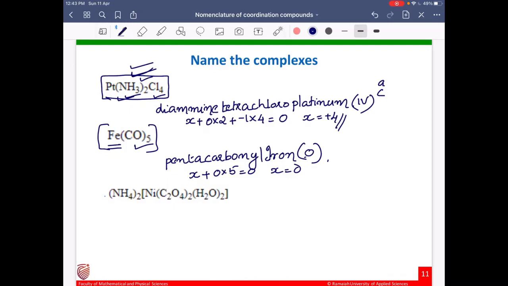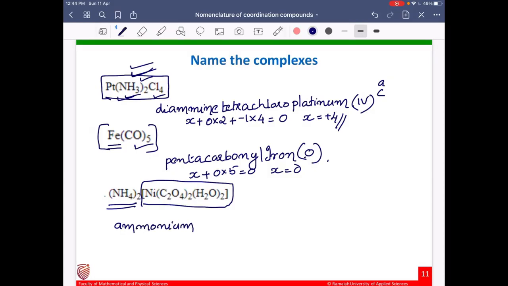Next example, (NH4)2[Ni(C2O4)2(H2O)2]. So here if you see, the coordination complex ion part is anion and the ammonium group is cation. So how will we write the name? First we will write the cation name. Cation is ammonia, so ammonium.